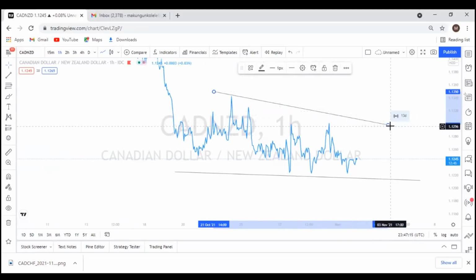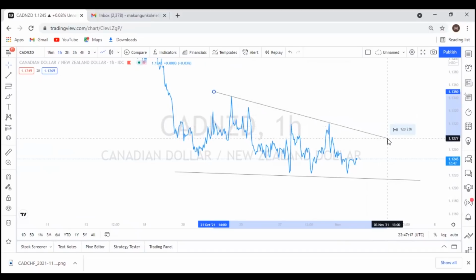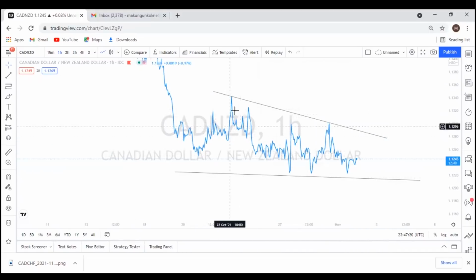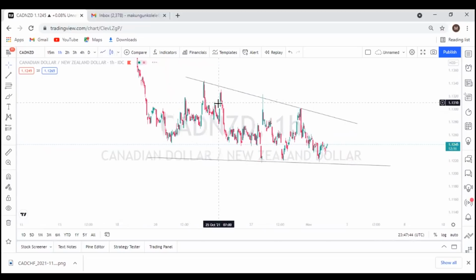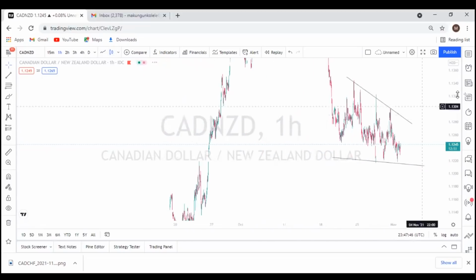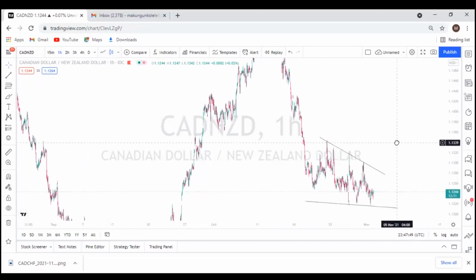I'll just fix my trend lines. And as you can see on the trend line, the price only touched twice. This was our first touch, and we have our second touch right here. So, which means we are anticipating the third touch on a resistance for us to go to the downside. We can go back to candlesticks. So that's the direction we're waiting for.